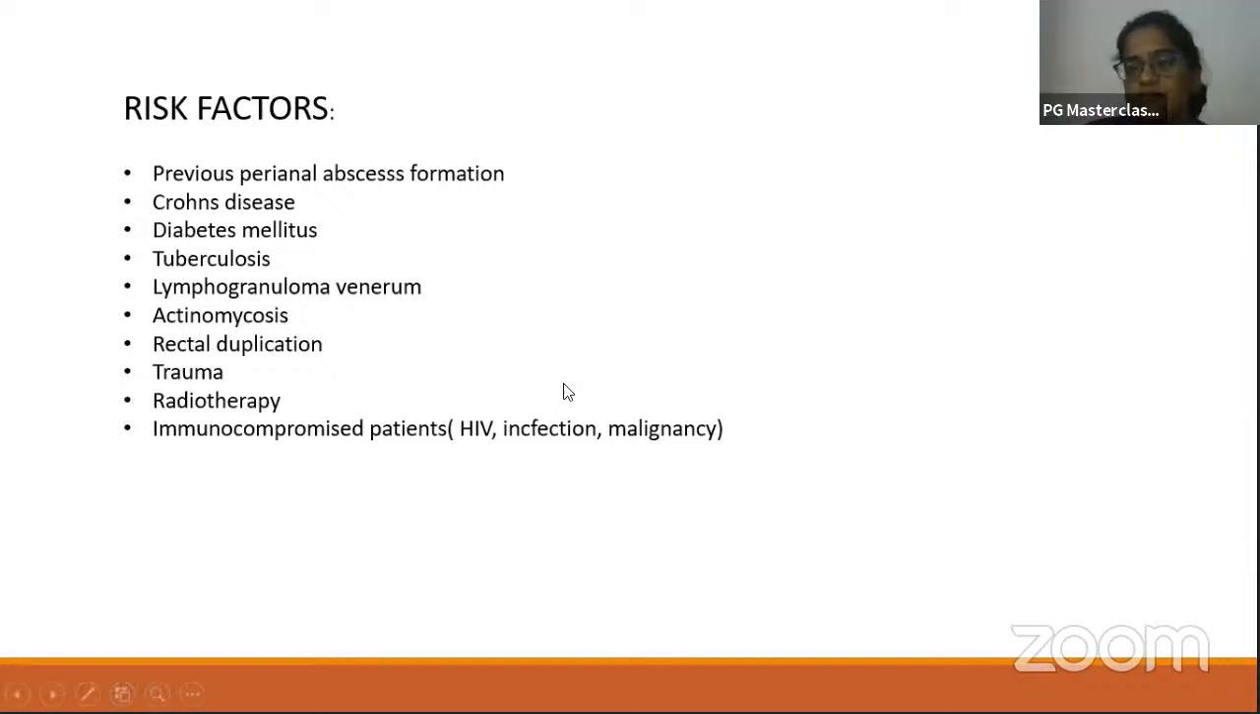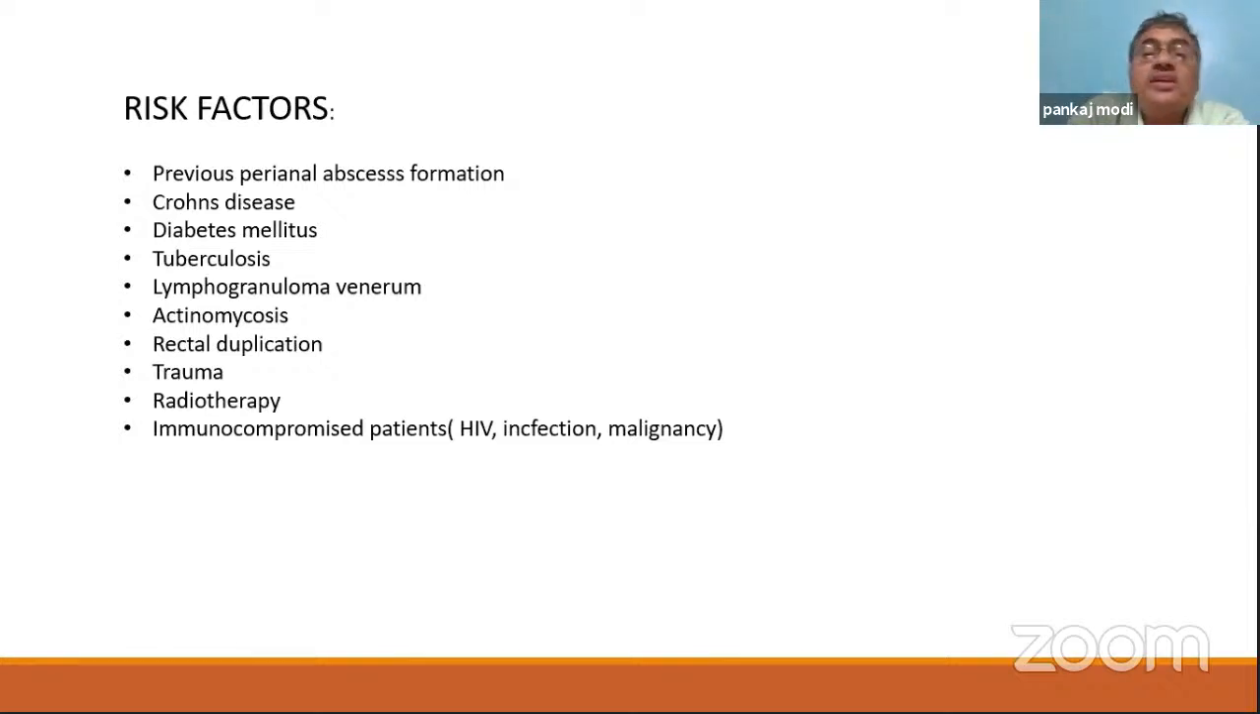In our country, still tuberculosis. Because we are reading Western books, tuberculosis is not given that much importance. Tuberculosis is still there. Remember, apart from non-specific, and maybe trauma, all other fistulas, whatever you heard, what is the typical feature? Crohn's, tuberculosis, lymphogranuloma, actinomycosis, radiotherapy, immunocompromise. What is typical? Almost always multiple fistulas.